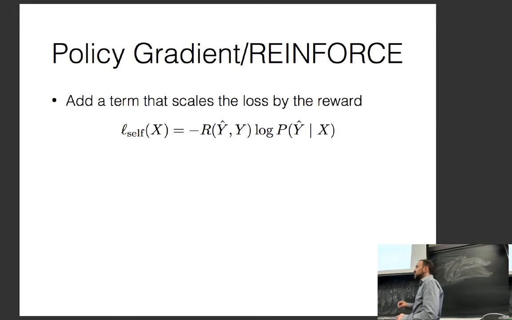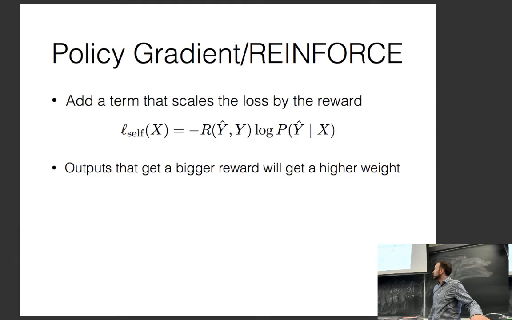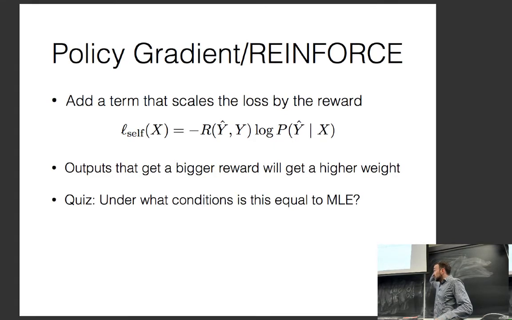This is super simple, and the reason people use it is because it's super simple. You're basically doing maximum likelihood training with only two extra steps. One extra step is that you randomly sample an output from your model, and the next step is that you evaluate whether that output is good. So here's a quiz. Under what conditions is this equal to maximum likelihood estimation?